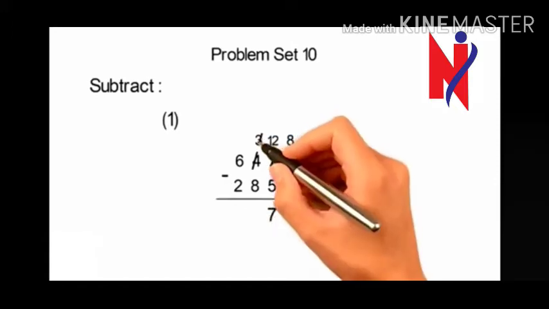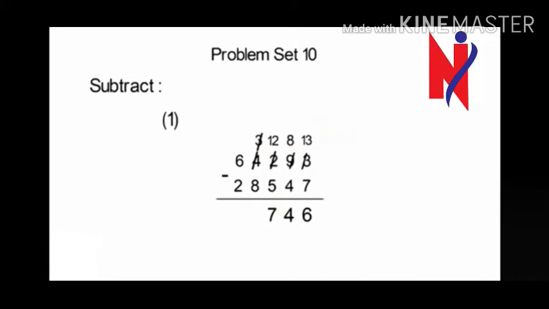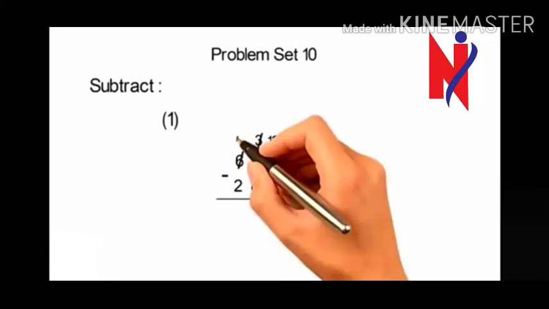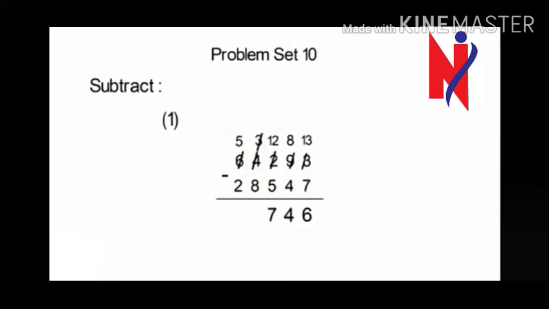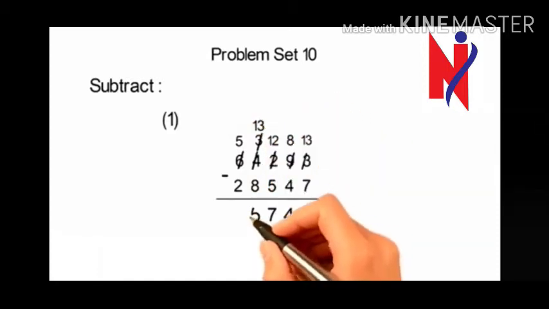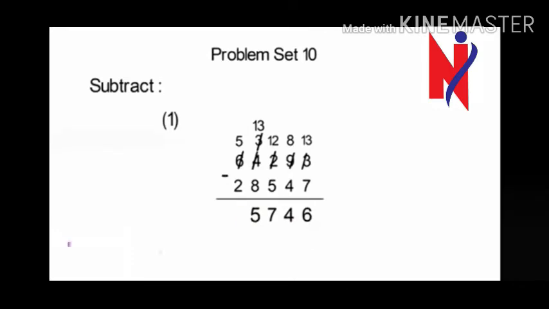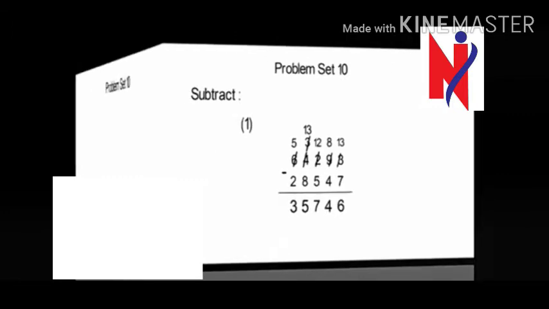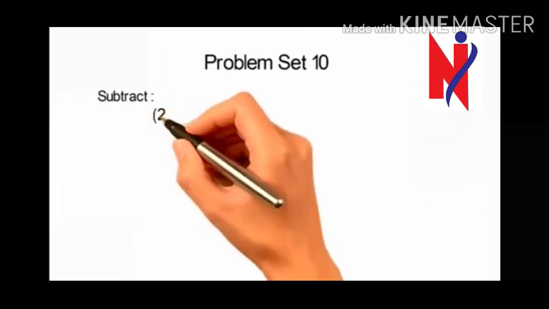Can you minus 3 from 8? No. So we will borrow from another neighbor. So 6 will become 5 and 3 will become 13. So 13 minus 8 is 5. And 5 minus 2 is 3. Another sum.